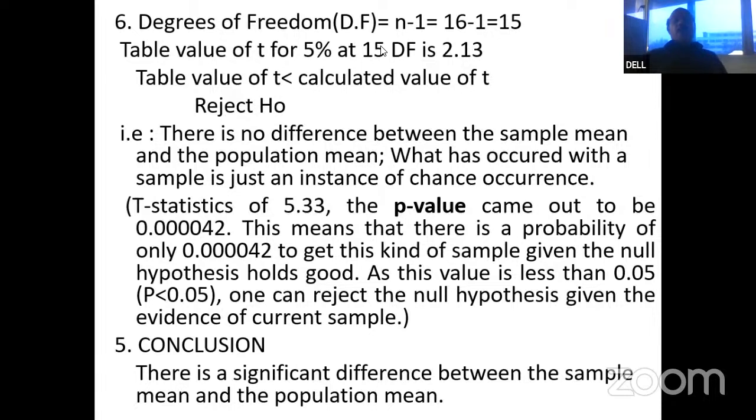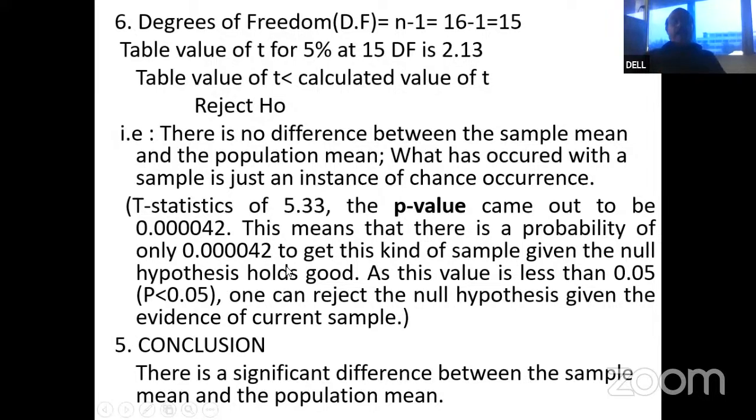In the t table, at 5% with the given degrees of freedom, the table value is 2.13. The calculated value you got is 5.33. So calculated value is 5.33 and table value is 2.13. In general comparison, the calculated value is more than the table value. So we reject the null hypothesis.